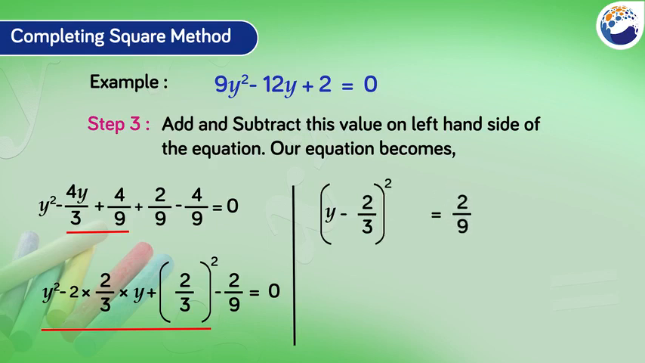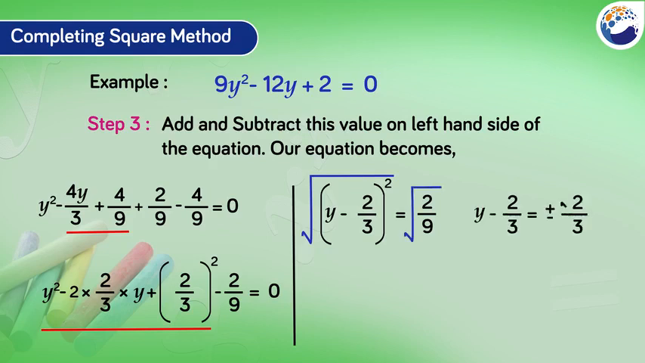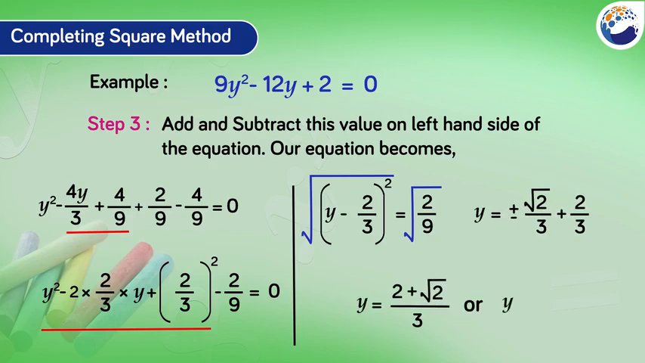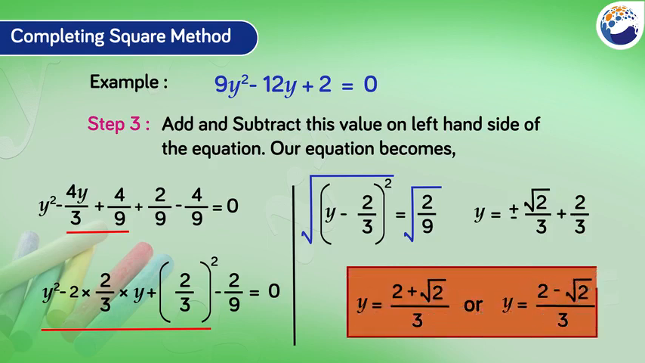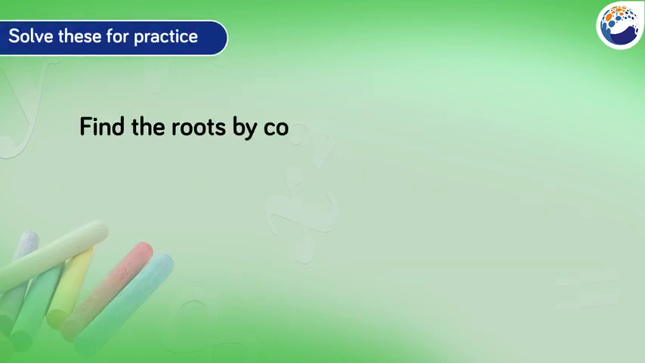Shift −2/9 to the RHS. Therefore, (y − 2/3)² = 2/9. Taking square root on both sides. By solving, we get y = (2 + √2)/3 or y = (2 − √2)/3. Solve these for practice.